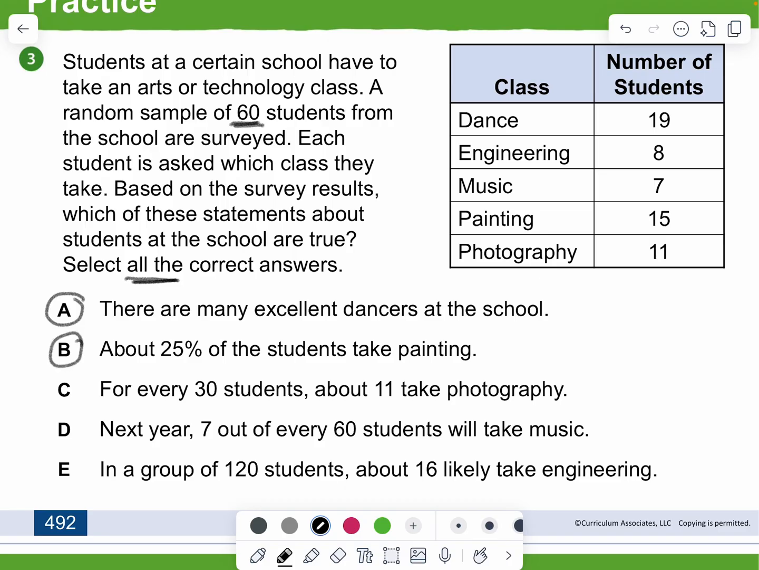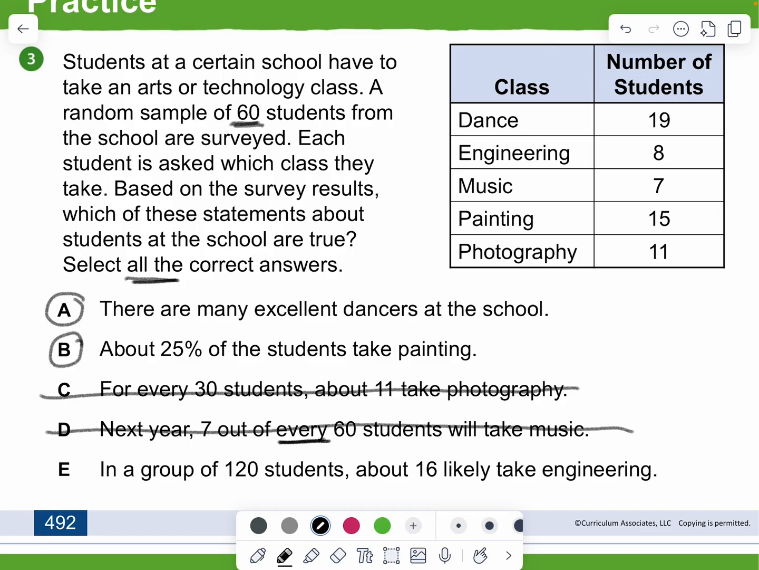For every 30 students, about 11 take photography. This shows 11 take photography out of 60 students. So I don't think that's true. Next year, 7 out of every 60 students will take music. Every keyword. This is a sample. Does that mean that exactly 7 out of 60 will take music? No.